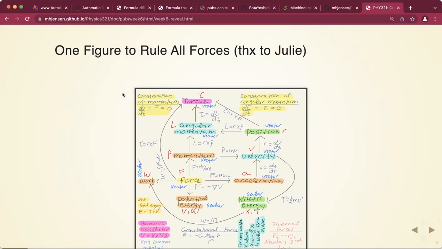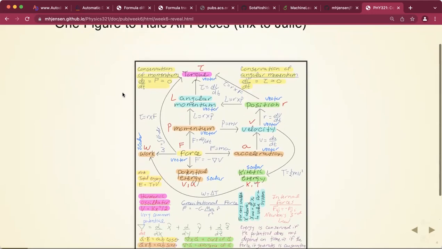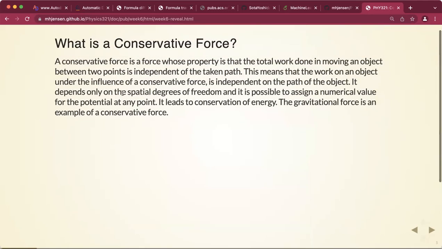Okay, so this is a very nice drawing which Julie made. And take a look at it. I'm not going to spend so much time on it. But conservative forces are extremely important in science, in physics in particular. It's a force whose property is that the total work which is done when you move an object between 2 points is independent of the path which is taken. So that's an extremely important statement. And at the end of the slides, you will find a reminder of what you might have seen when you took a math course on multivariable analysis, where we actually prove these statements.